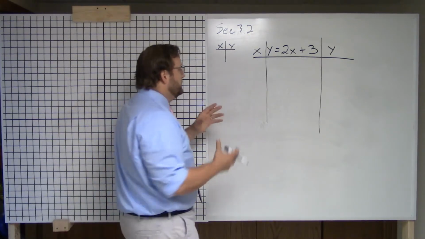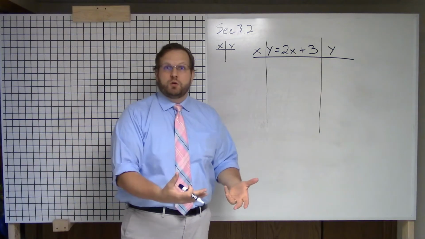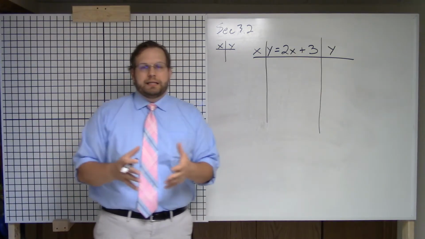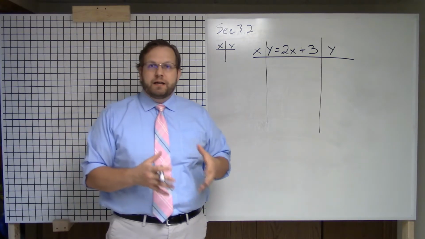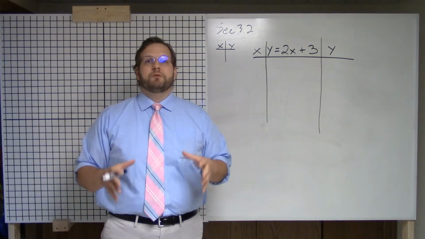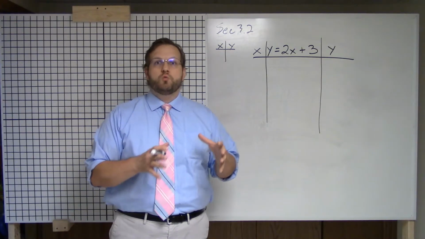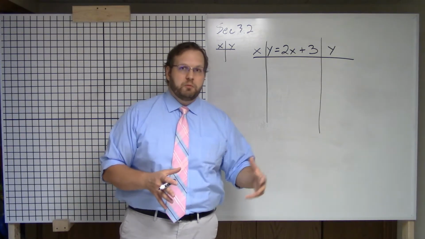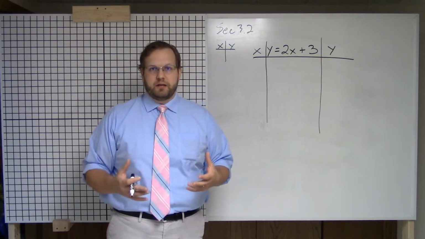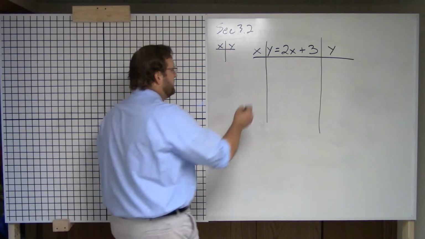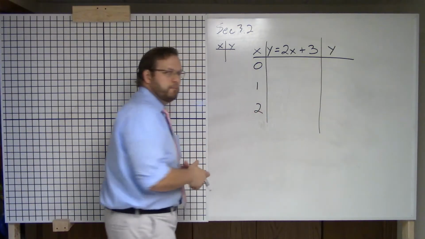Now, what values do we plug in? In the previous section, they were always giving you what values to use. But in this section, they don't always do that. If they don't give you what values to use, you get to pick whatever you want, but make it nice. There's no reason to pick a weird number or a big number or a fraction. Just pick a nice value. So in this case, I'm going to go with a 0, a 1, and a 2.